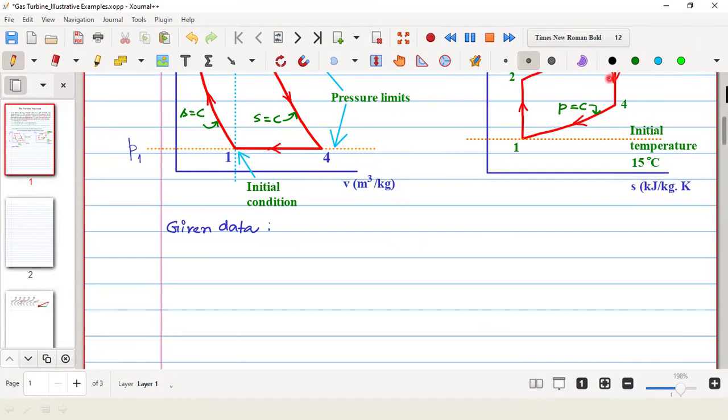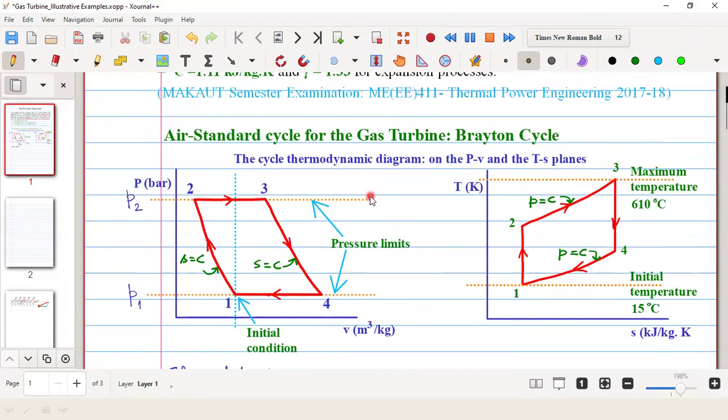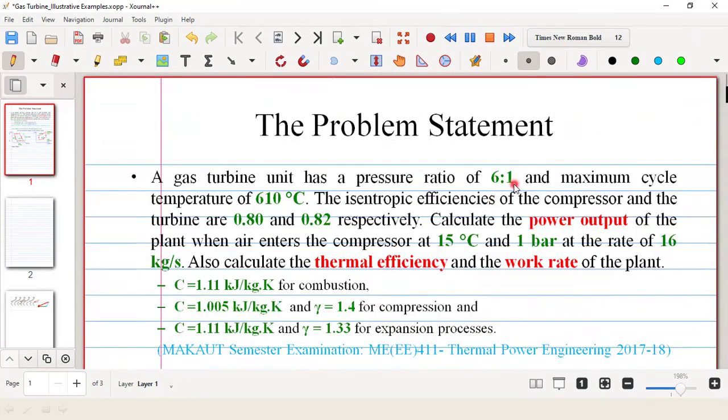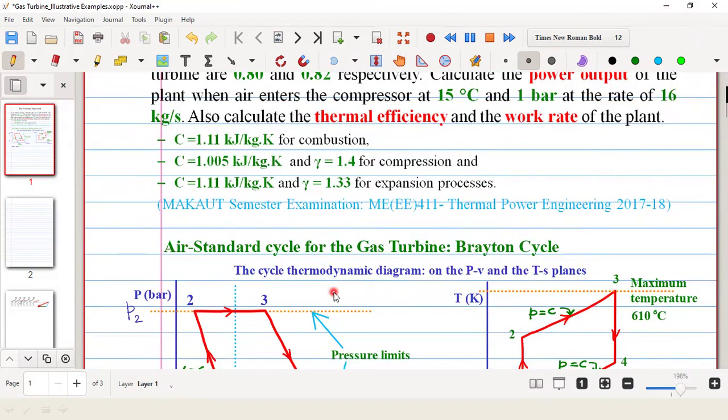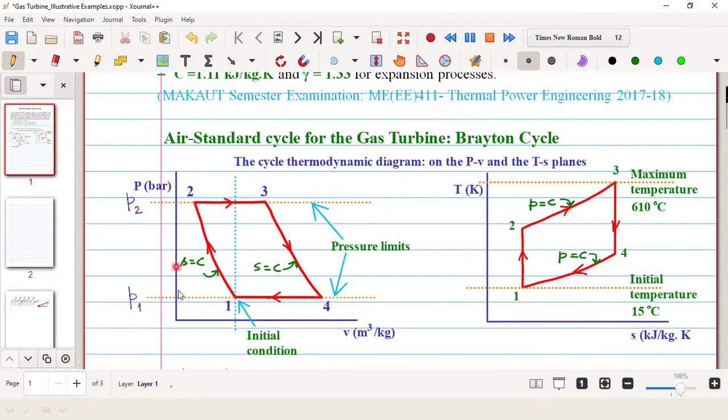Given is that the pressure ratio is 6:1. Pressure ratio means the following: here I have drawn the cycle diagram in such a way that it is P1 and P2, so the pressure ratio can be clearly understood. There is a pressure rise in the compression, and an expansion, that is a fall of pressure during expansion in the turbine. So this is P2 and this is P1.